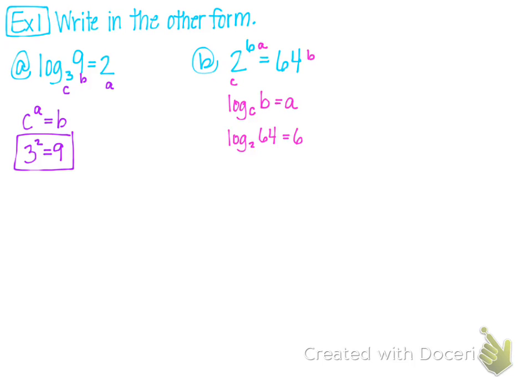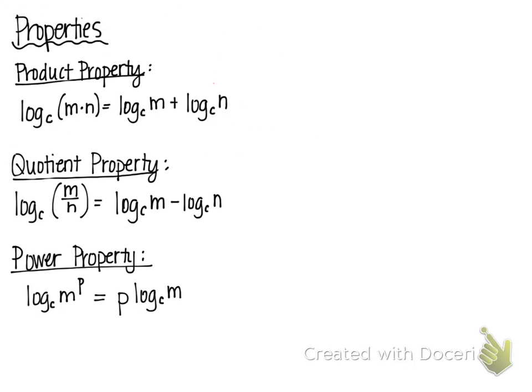So switching back and forth between the forms isn't too bad. We are going to use this especially when we start solving logarithmic equations. So this is just simply using the definition of a logarithm. The next thing we want to talk about are these properties of logarithms, and I've got them listed out here for you. We have 3 properties: the product property, the quotient property, and the power property. This allows us to expand and condense these expressions to get what we need from them.